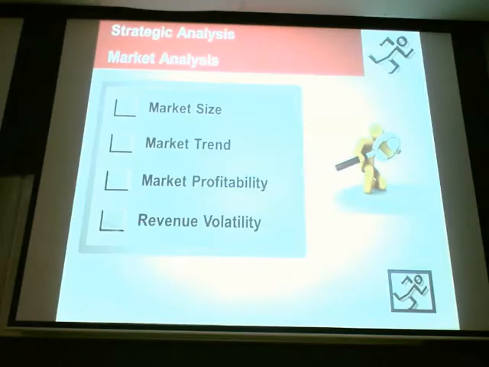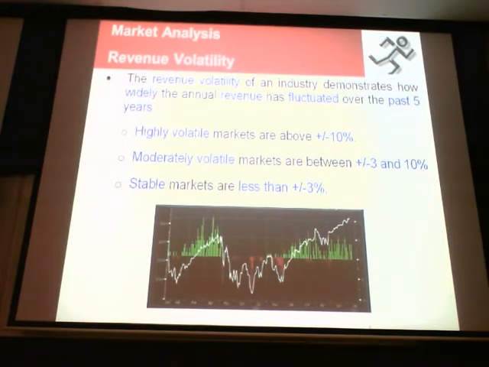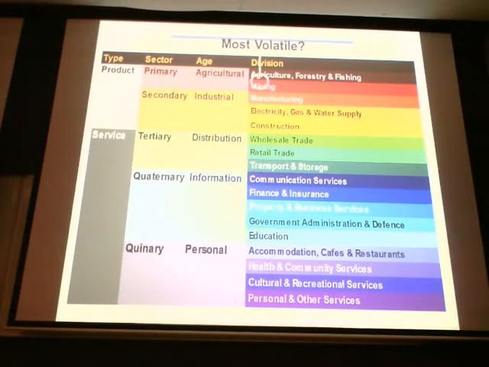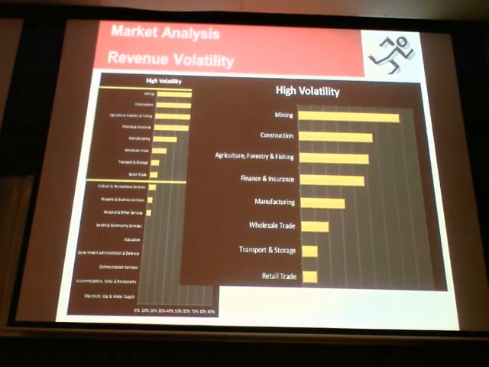Now, you asked about revenue volatility. That's how the revenue oscillates from year to year. A very volatile market goes up and down by about 10% from year to year. A moderately volatile market goes between 3 and 10. And a stable market stays pretty constant. It oscillates hardly at all. So the most volatile, again, you probably won't know this, but let's take it. Here, it's mining again.